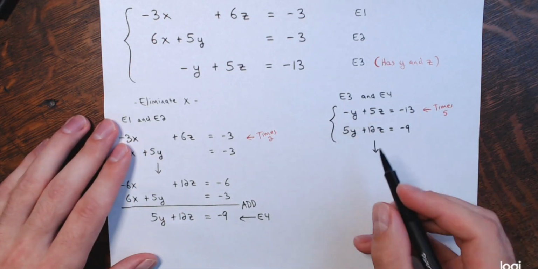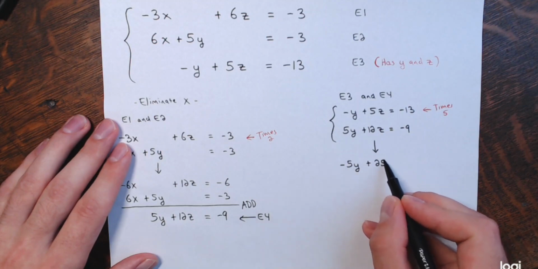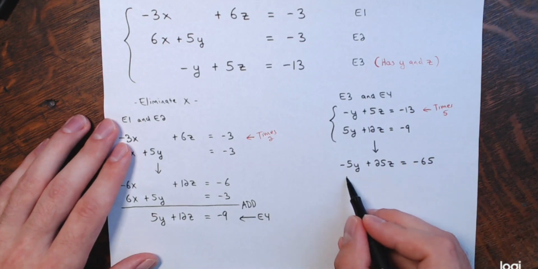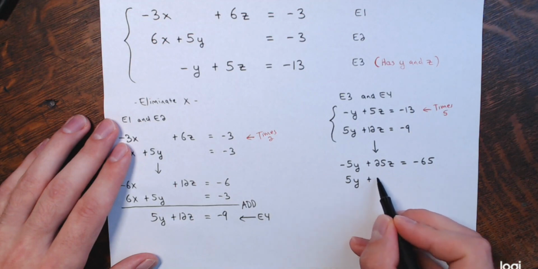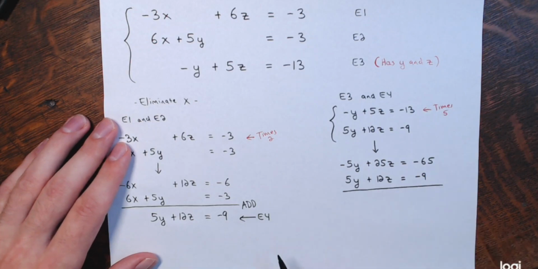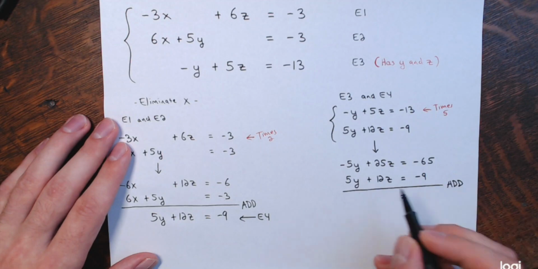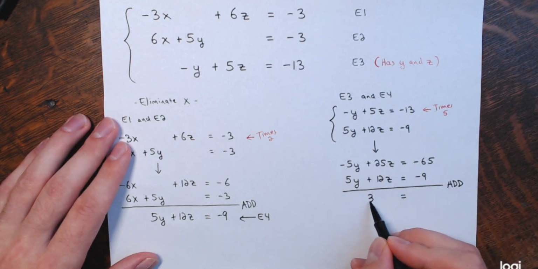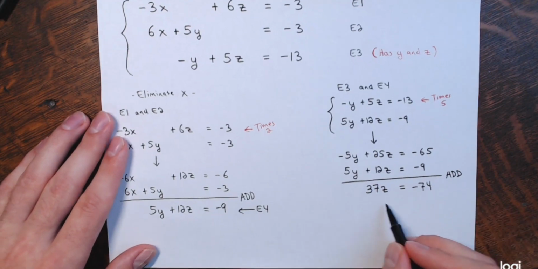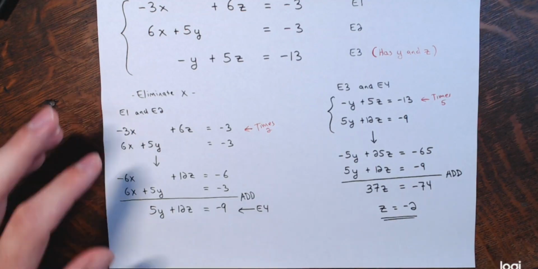So if I multiply by 5, the top equation becomes negative 5y plus 25z equals negative 65. Second equation there is 5y plus 12z equals negative 9. And then I add them up. The y's are gone. You have 37z, and then over here you have negative 74. Dividing by 37, you get z equals negative 2. There's the z value of the solution.